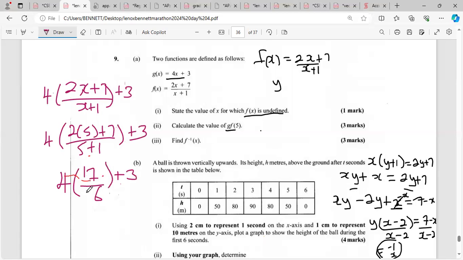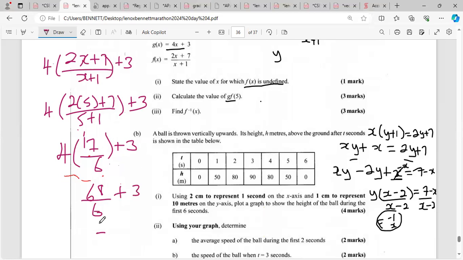So you have 4 times this. 4 7s 28. 8 carry the 2. 4 1s 4, and that's 68 over 6. And then now 6 into that gives us 11.3. So this works out to 11.3, and we add the 3 to it, which gives us 14.3. So I made a little blunder, and I got 11, which is actually before it.